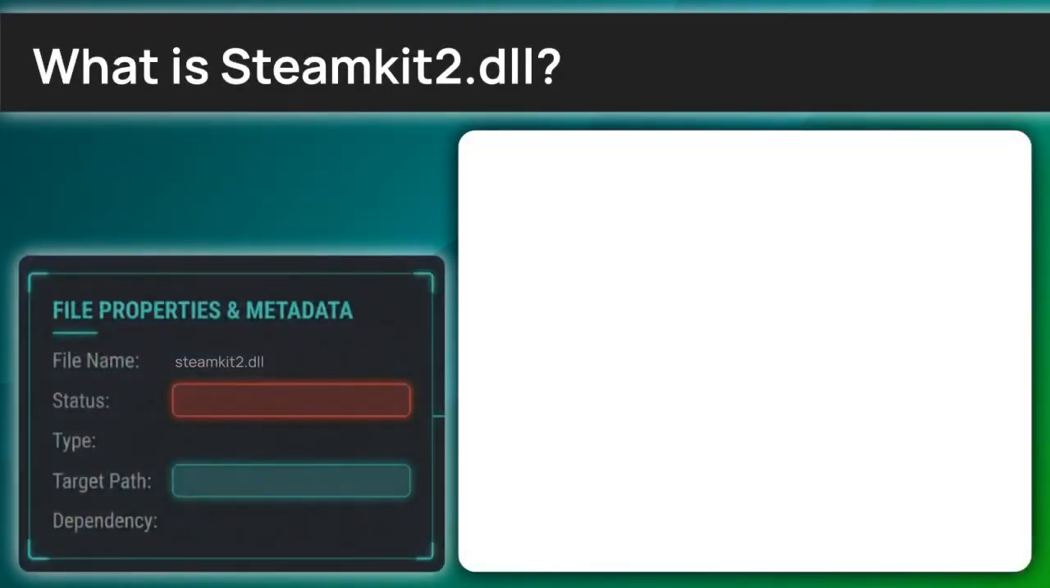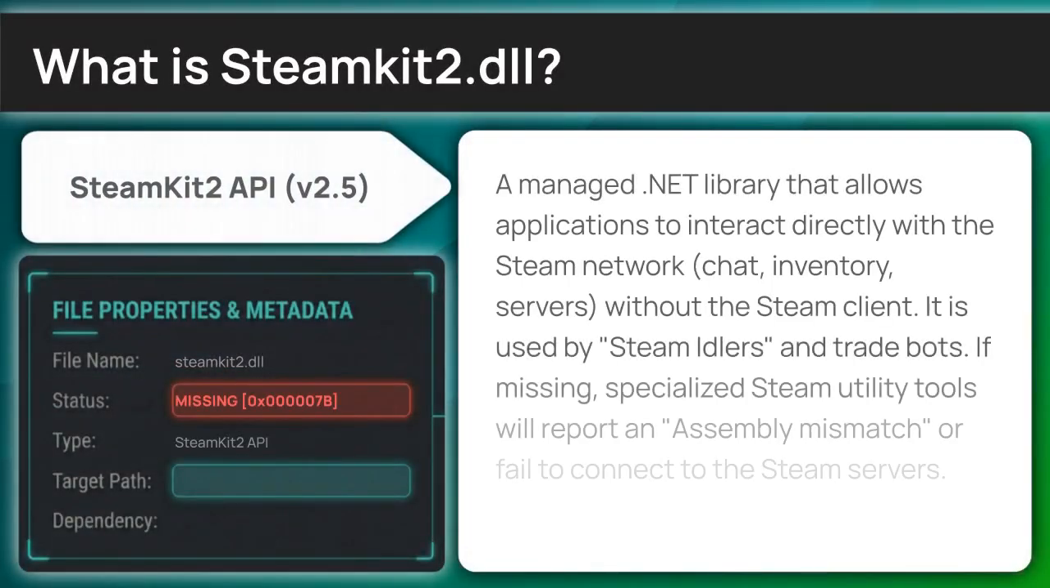This is the SteamKit2 library, a managed .NET library that allows applications to interact directly with the Steam network, chat, inventory, servers, without the Steam client. It is used by Steam idlers and trade bots. If missing, specialized Steam utility tools will report an assembly mismatch or fail to connect to the Steam servers. Now that we've covered what the file does, let's jump into our first fix.